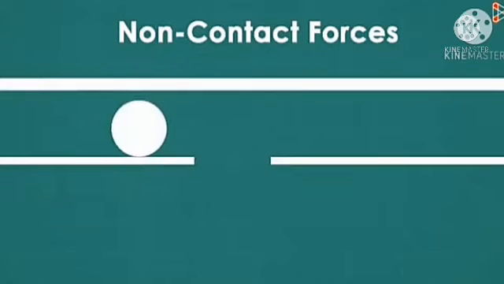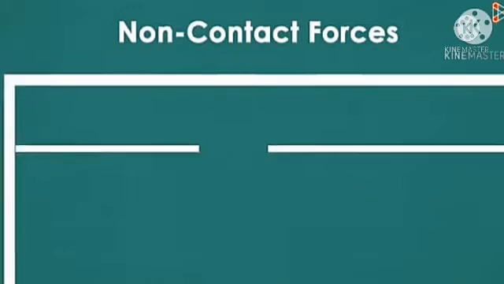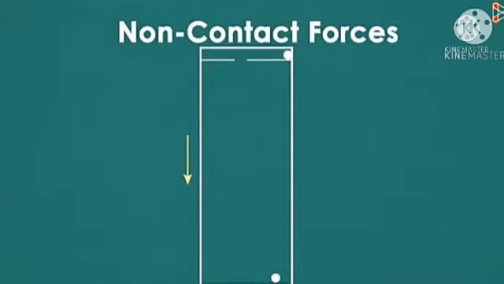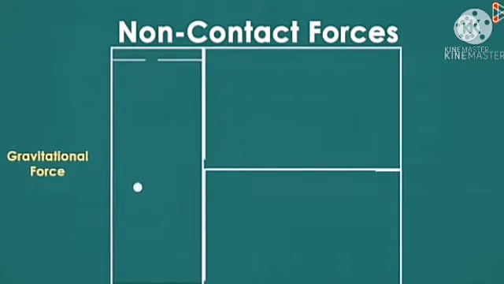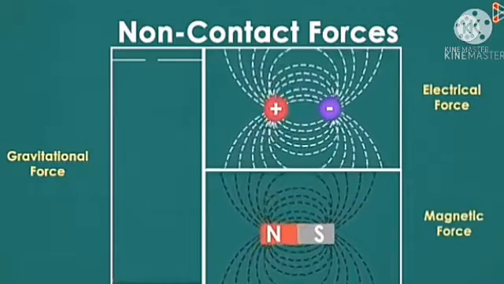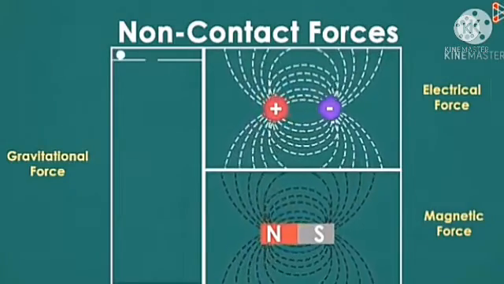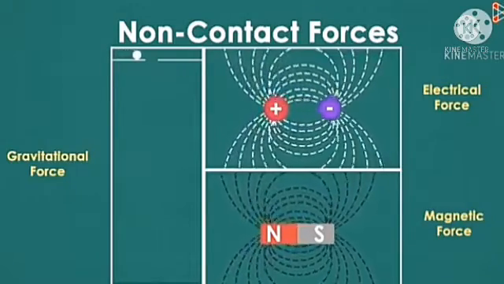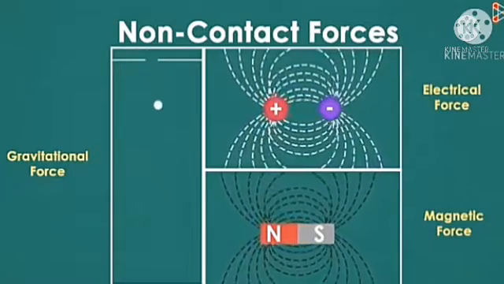Non-contact forces are forces that act on an object without making contact with the object. An example is gravitational force. This is known as free fall. This force acts on the object without making contact with the object. Other examples of non-contact forces include electrical force and magnetic force.